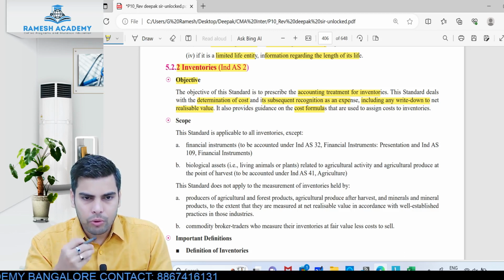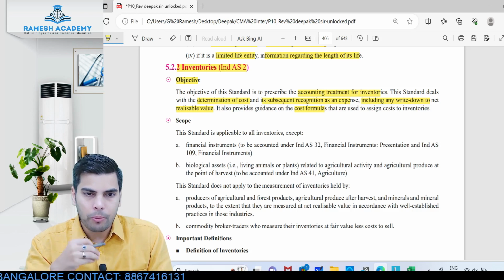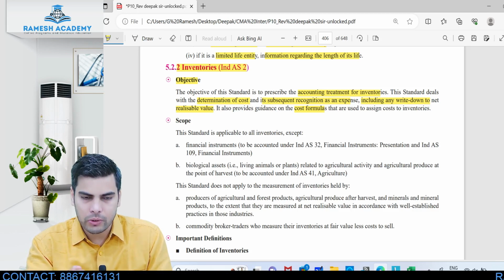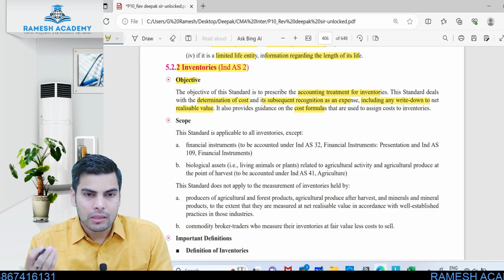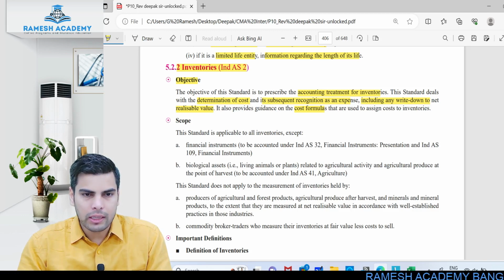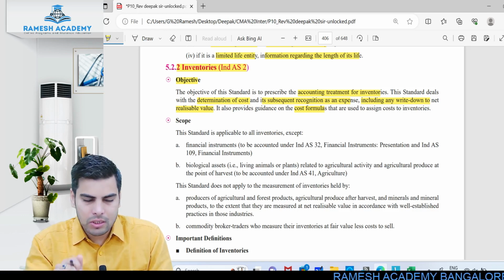It also provides guidance on the cost formulas that are used to assign the cost of inventory. Now when it comes to inventory, it will be valued either at cost or net realizable value, whichever is less. Lower of cost or net realizable value, that is what we use. Now when it comes to cost, what all things will become the component of cost? Here they give it in the form of a cost formula, which is nothing but the components of cost. When I say cost, what all things will be included in cost? That will be dealt with by this cost formula.